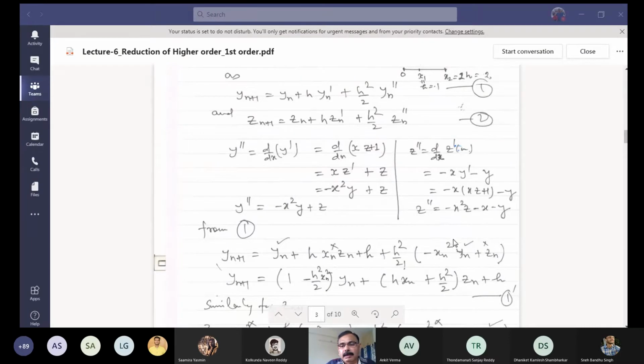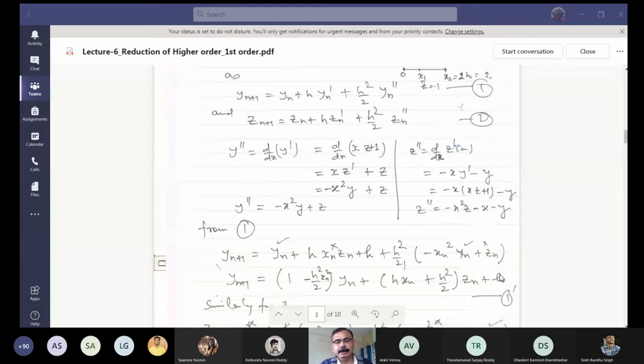And then plus your zn. Similarly, your yn+1 can be simplified. I'm just collecting the coefficients of yn, zn, and the remaining term. So the yn coefficient is 1 minus h square by 2 xn square, into yn. Then the zn coefficient will be h xn, so this is written h xn, and then plus h square by 2 into zn. One term is left, that is your h. Is that clear?